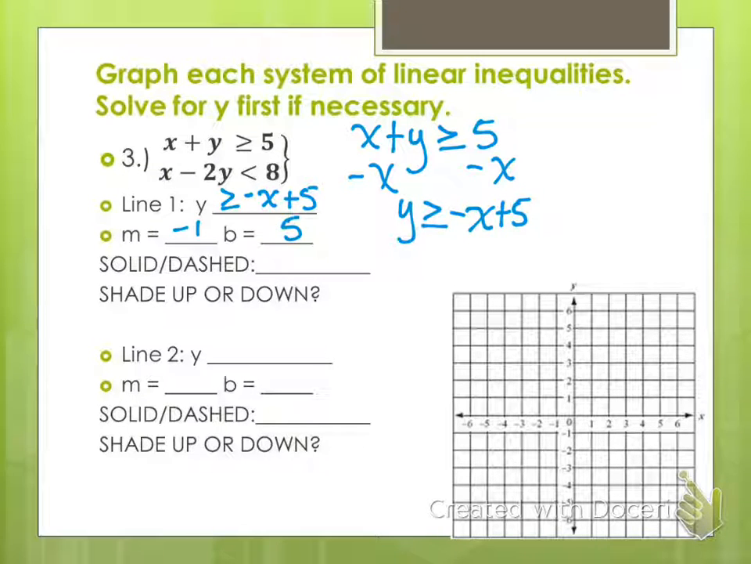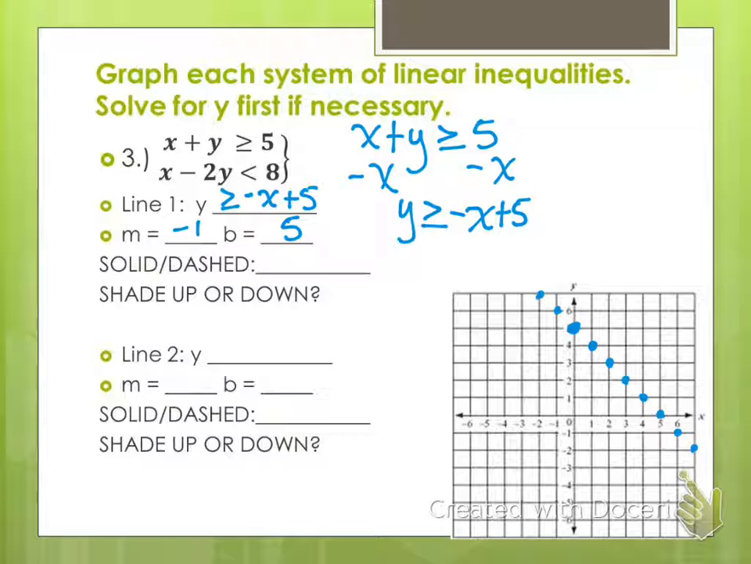Very good. So we go up to 5 on our y-axis and put a point. That's for our B. Our slope is -1. If you want to think about it as a fraction, -1 over 1 means we should go down 1, right 1, or instead we could go up and left. Very good. We've got all those points for our line.